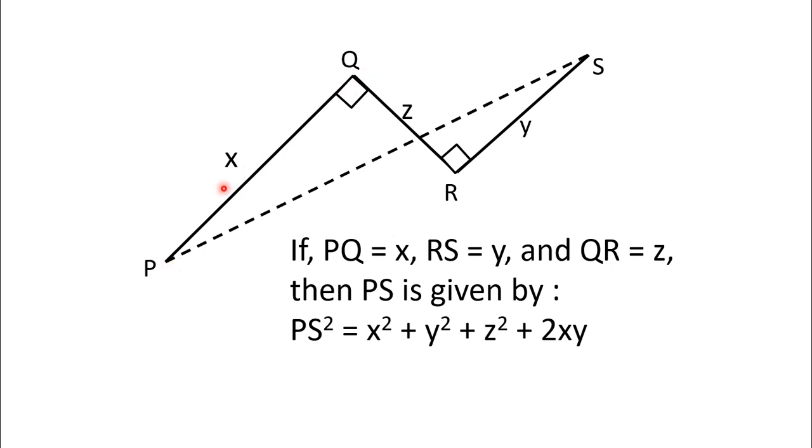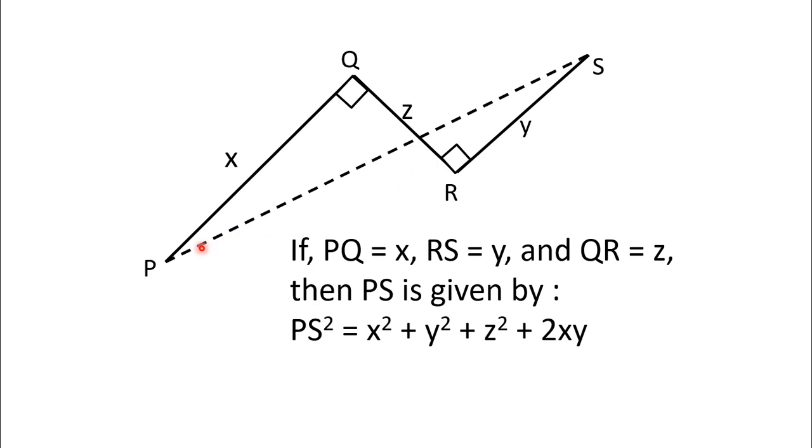PQ is x units long, RS is y units long, and RQ is perpendicular to both the lines. Needless to say that PQ will be parallel to RS because these two angles are equal and they form an alternate pair of angles, which makes PQ parallel to RS. The distance RQ is Z units.